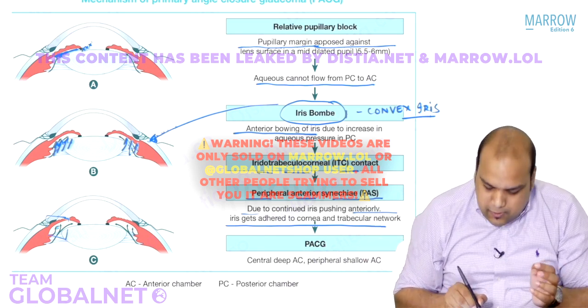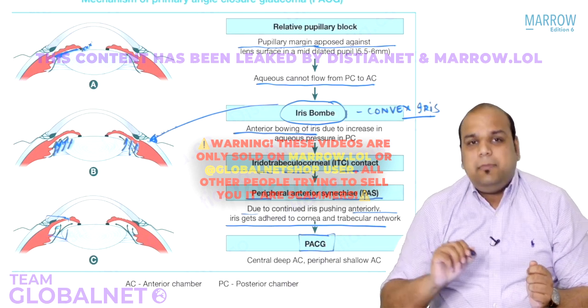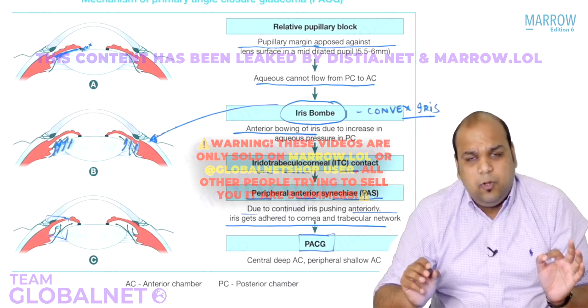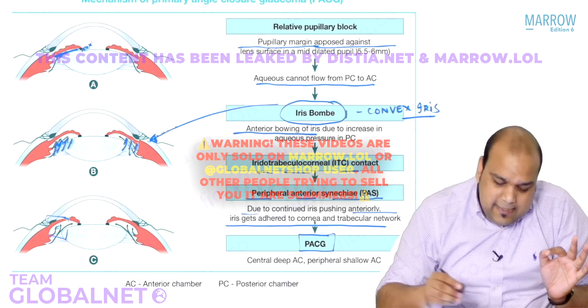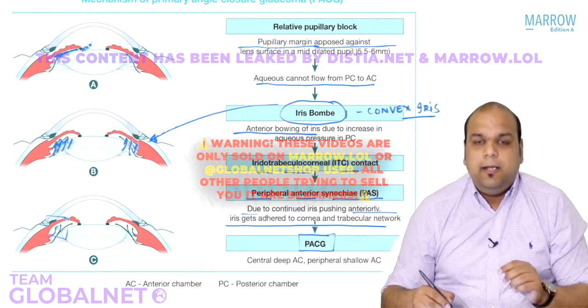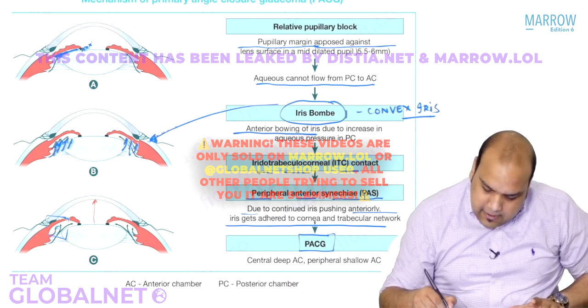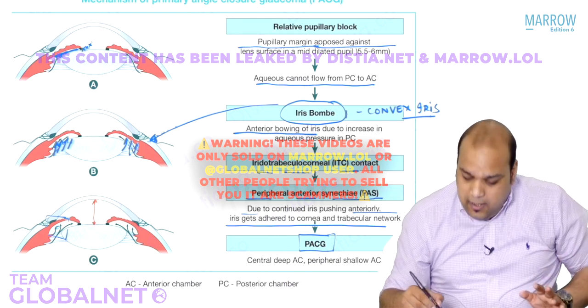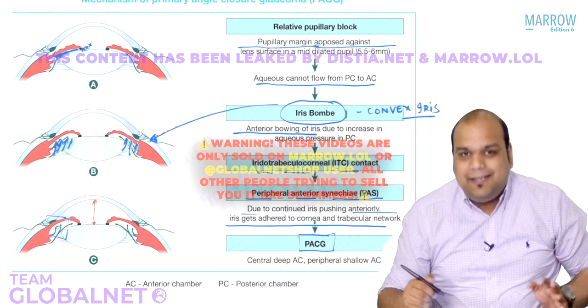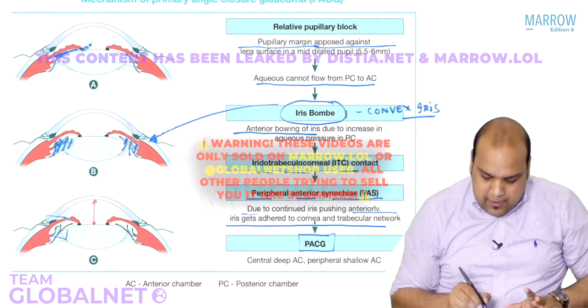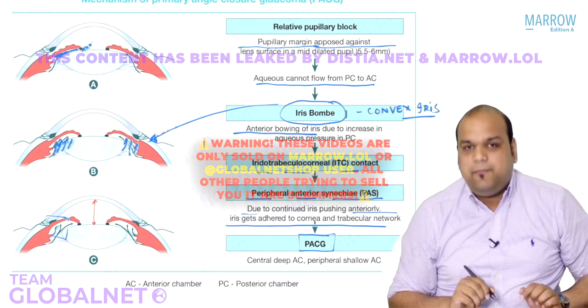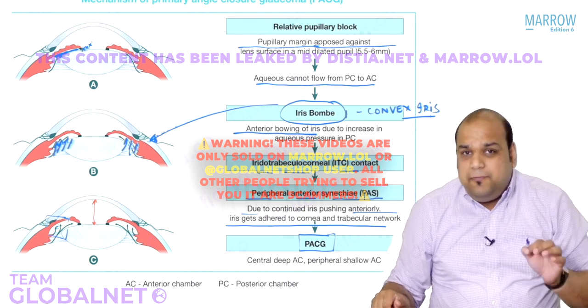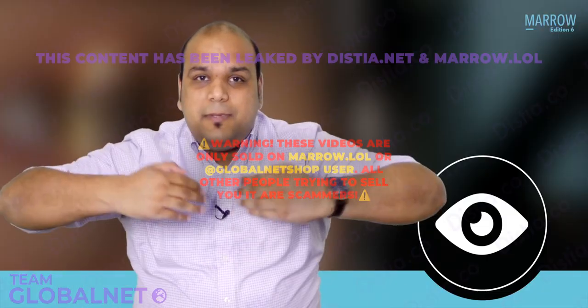Angle closure. I call it PACG, primary angle closure glaucoma. When I see a case of primary angle closure glaucoma, the anterior chamber in the center is absolutely normal, but in the periphery, everybody, the anterior chamber is very shallow. So central deep anterior chamber, peripheral shallow anterior chamber. The problem is in the periphery, everybody.